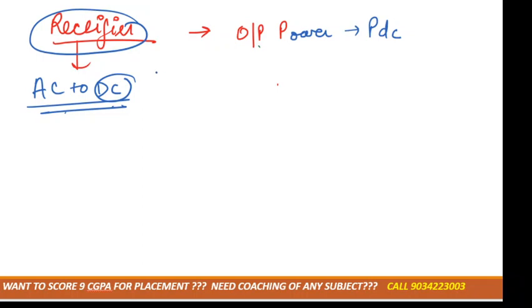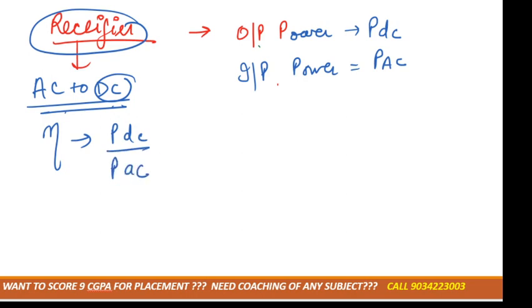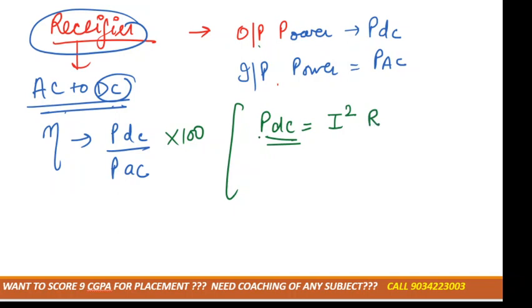So that is PDC. Similarly, input power is denoted by PAC. So we can say that efficiency is PDC divided by PAC multiplied by 100, right? Now we should know the formula for PDC. According to power, power is equal to I square R, right? If DC is there, so IDC will use and RL will use, correct? So this would be formula for PDC.